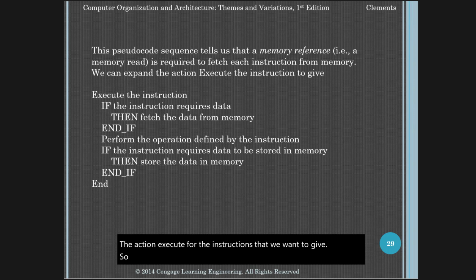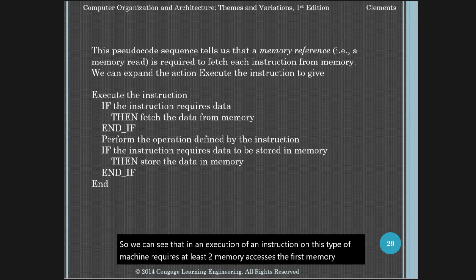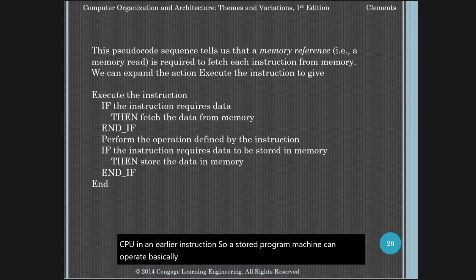So we can see that an execution of an instruction on this type of machine requires at least 2 memory accesses. The first memory access is to read the instruction itself, and the second is either to read data from memory that is required by the current instruction, or to put data in memory that has previously been created or modified by the CPU in an earlier instruction. So a stored program machine can operate in what we call a 2-phase mode. We're either fetching or we're executing.